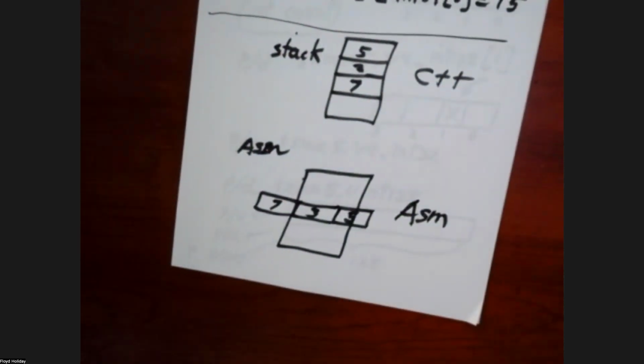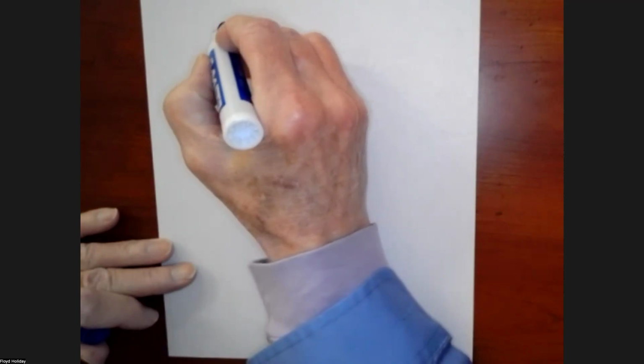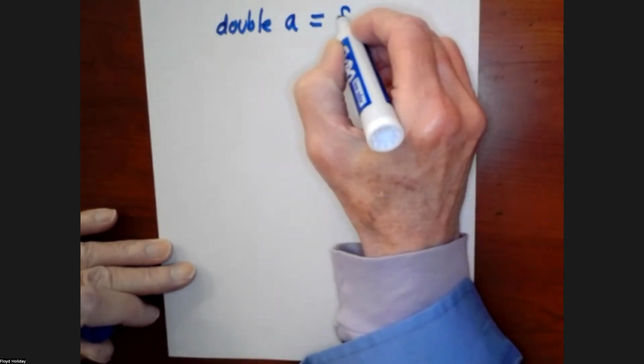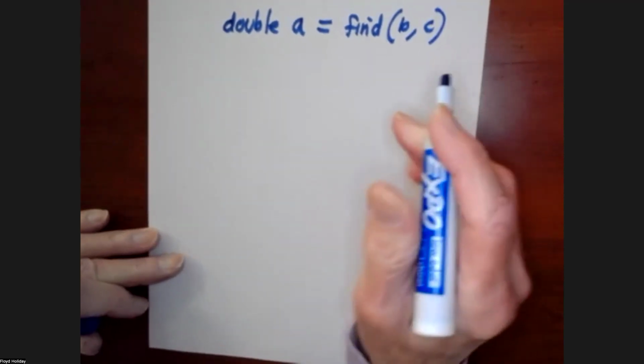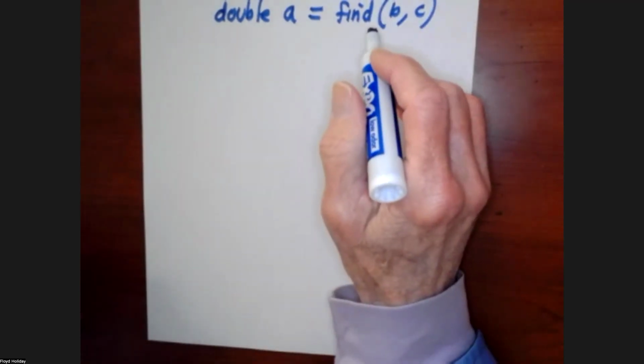Okay, I hope you're enjoying macros. Macros are like functions with less restrictions. That's a good reason to know that macros exist. When you call a function, there's a lot of overhead. Some caller function says double A equals find, and it passes B and C. You know, that operation is really slow compared to the rest of your code that's running. There's a lot of overhead happening.